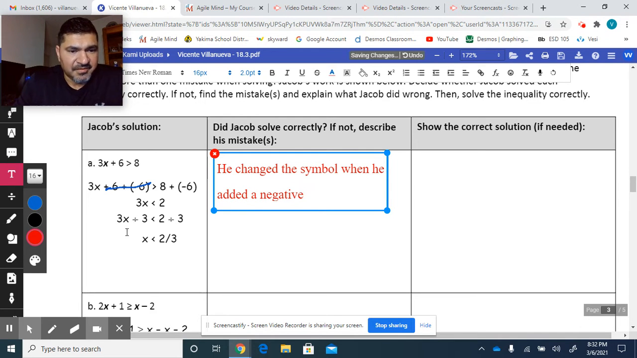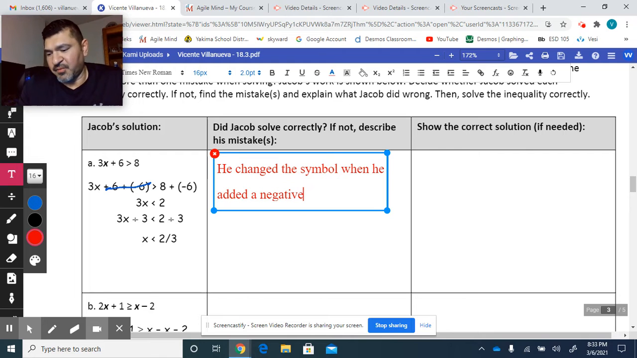Okay, let's go ahead and continue. From here, our next step should be to divide by 3. So he divided by 3, divided by 3. That's okay. That looks good. And then 3x divided by 3 is just x, and 2 divided by 3 is 2/3. So that's the only mistake he made.